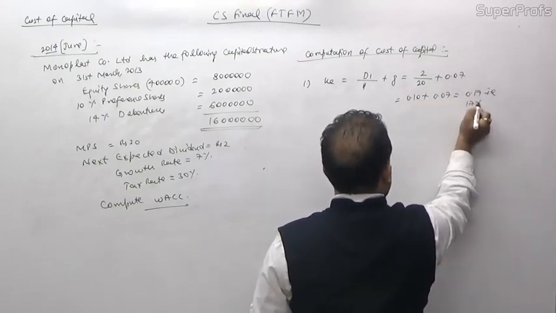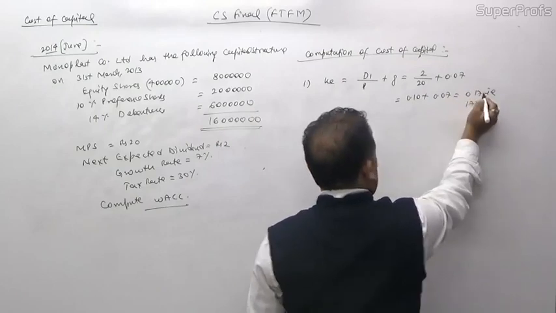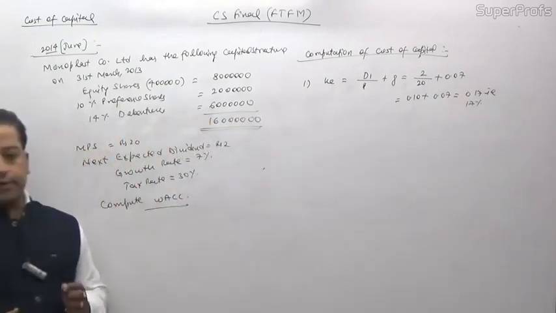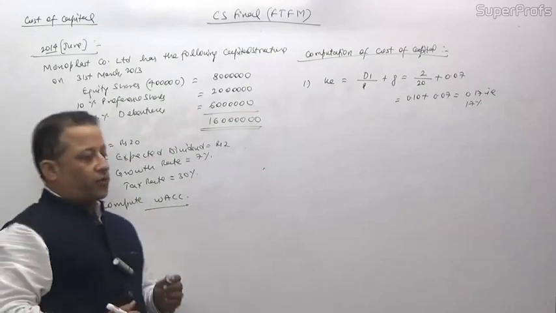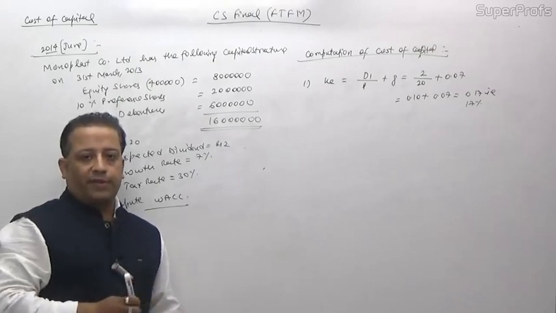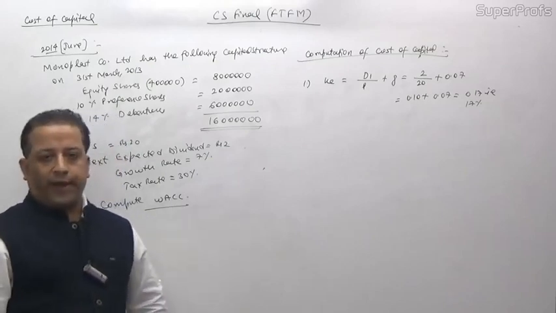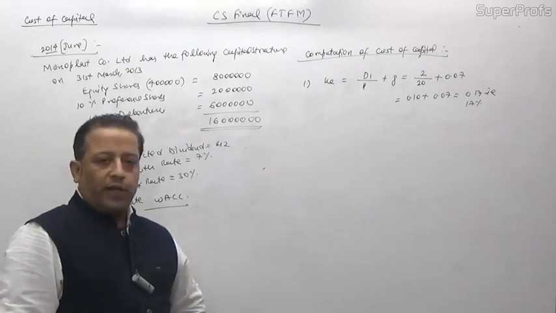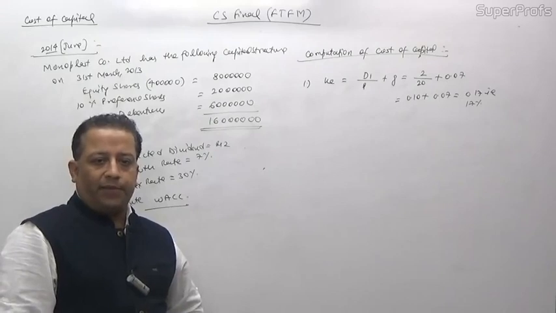0.17, that is 17%. The growth rate is 7%, but the cost of equity, as we calculated, 17%, is basically the cost of equity. So the cost of equity is equal to D1 divided by P plus G.